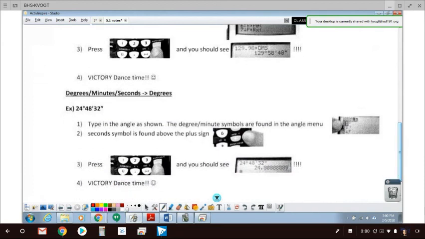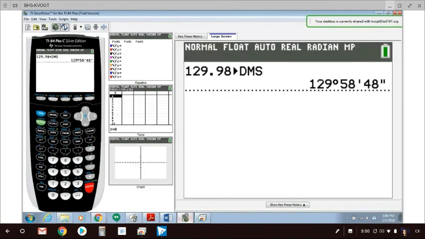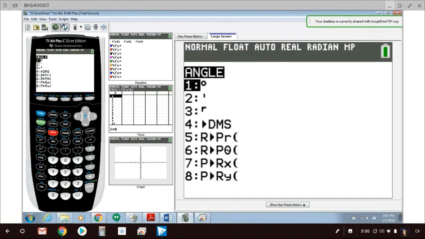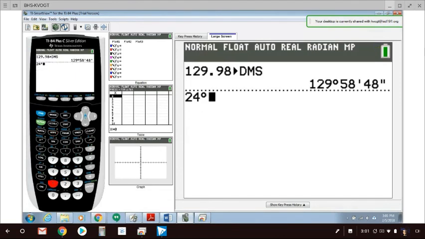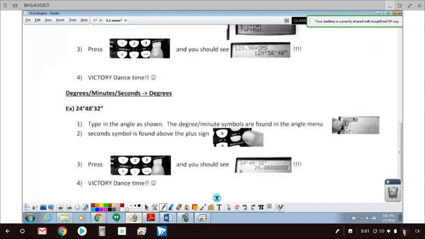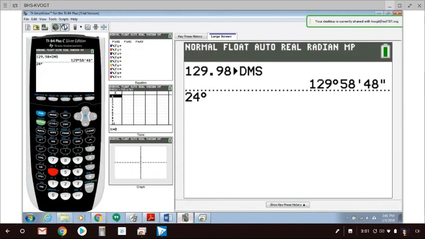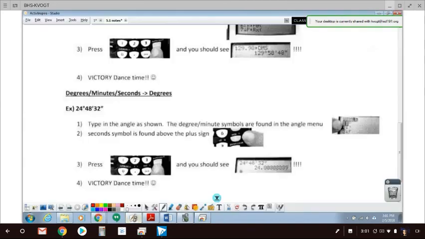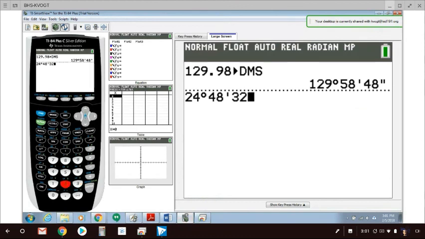So I have 24 degrees, 48 minutes, and 32 seconds. You are going to grab your calculator and type in 24 degrees. It was in that same menu. So 24, go to the angle menu, and number 1 is degrees. Okay, so 24 degrees. 48 minutes is next. So you're going to type in 48. And then back in that angle menu is minutes. That's number 2 there. Okay, and then 32.